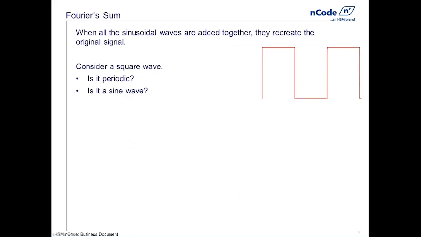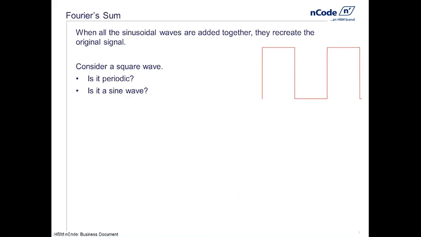Here's a square wave. The first question, is it periodic? Yes, it most definitely is. It has some characteristics that repeat over some time period. So yes, it is periodic. Now the question is, is that a sine wave? The answer to that, of course, is no. Sine waves don't have square edges. They have continuous, quite smooth derivatives, whereas a square wave has quite the opposite. So is this a sine wave?